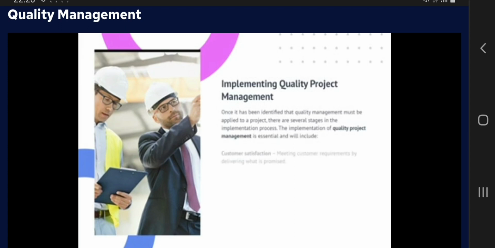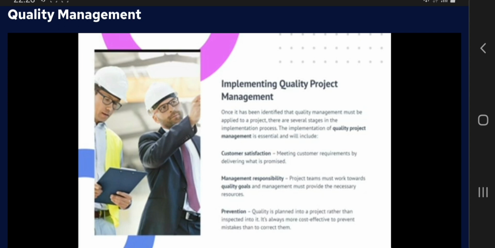Implementing quality project management. Once it has been identified that quality management must be applied to a project, there are several stages in the implementation process. The implementation of quality project management is essential and will include customer satisfaction, meeting customer requirements by delivering what is promised. Management responsibility. Project teams must work towards quality goals and management must provide the necessary resources.